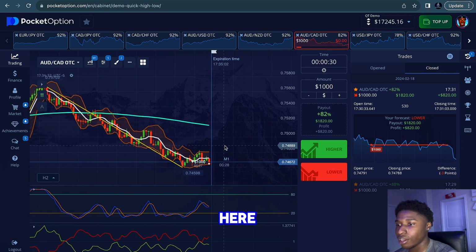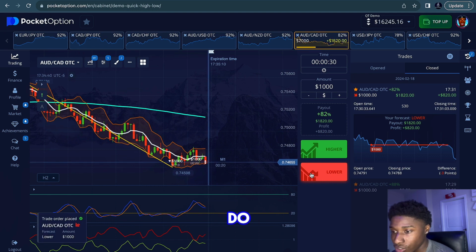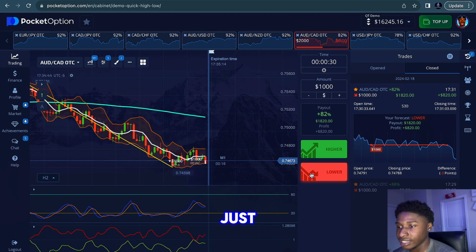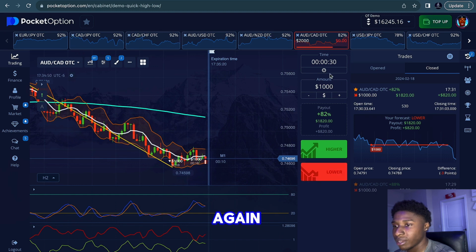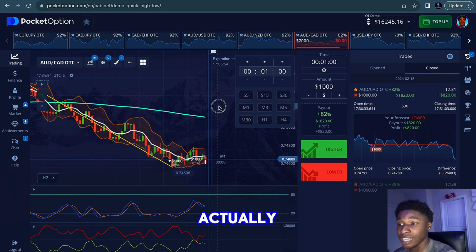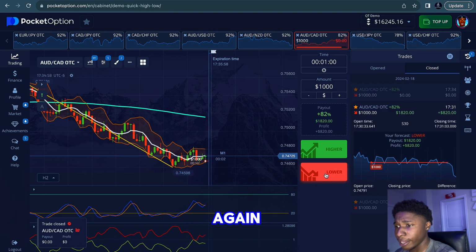Now, as you can see right here, this is a perfect example. Boom, I did place a trade and the chart went back up, but I do believe it's going to go back down. So even if I do lose that first trade, I'm going to go ahead and place another trade, just in case the market went up a little bit and it just barely touches that first point. So now we're going up again, and I'm just totally risking my biscuit here, but this is actually how professional traders trade, guys. So now we're going up again.